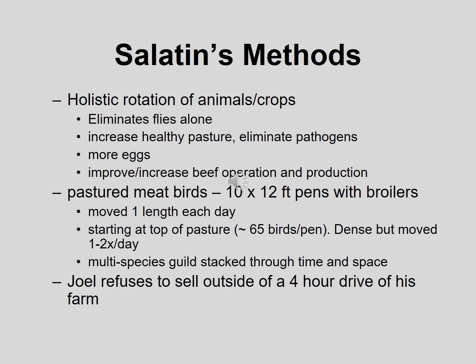A few more details to this method. As I said before, it's the holistic rotation of animals and crops, and that is this method that comes from holistic resource management from Alan Savory. He has pens that are 10 by 12 foot pens with about 65 birds in each pen, and he moves them one length of that pen each day. So they're on that site for only one day, and then they're moved just that same distance along, so it's right next to where it was the day before.